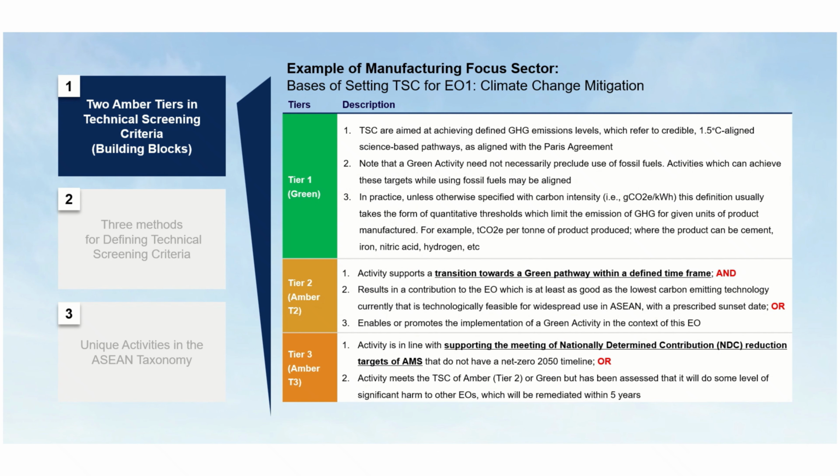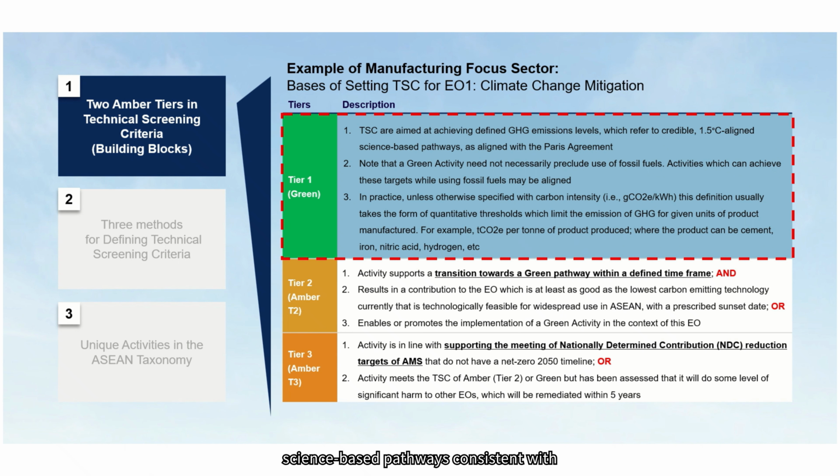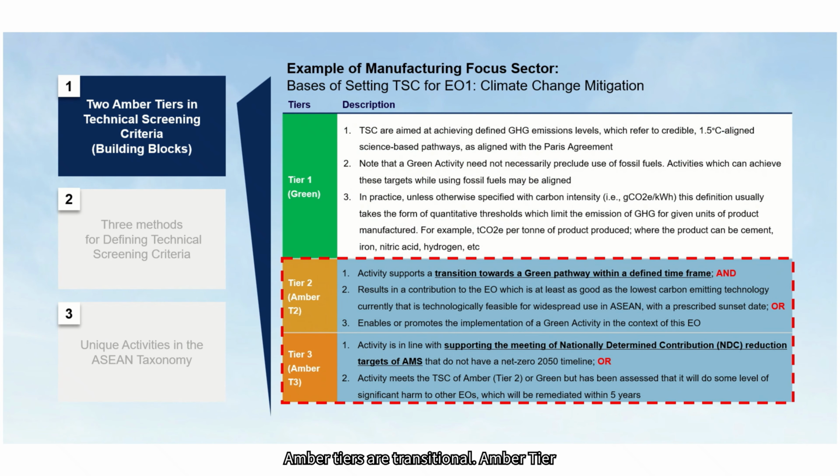Let's look at an example in the manufacturing focus sector. As you can see under Environmental Objective 1, the green tier follows 1.5-degree science-based pathways consistent with the Paris Agreement and designed to be interoperable with other taxonomies. The amber tiers are transitional. Amber Tier 2 requires progress towards a green pathway within a set timeframe, while Amber Tier 3 allows alignment with national NDC targets in countries without a 2050 net zero commitment. In short, Amber tiers permit lower emission improvements or more flexible local standards compared to the green tier.